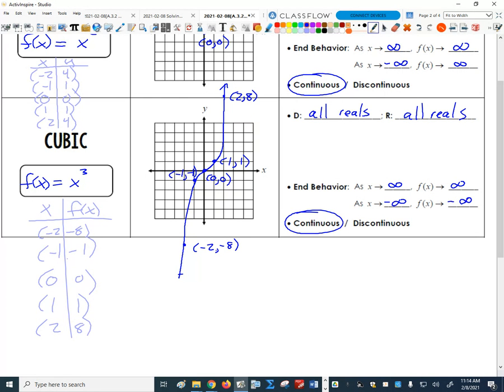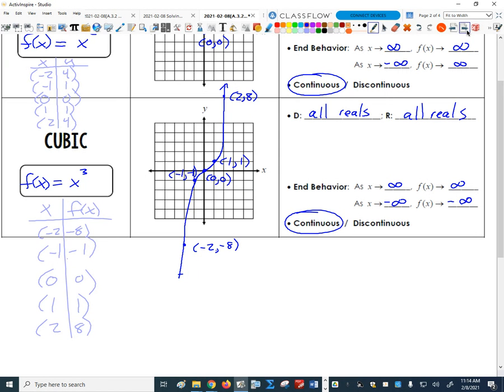Okay, give me 1 to 5 real quick before we move on, how we're doing with all this stuff. Either flash me fingers or type a number in, please, everybody. Okay, all right, looking good.